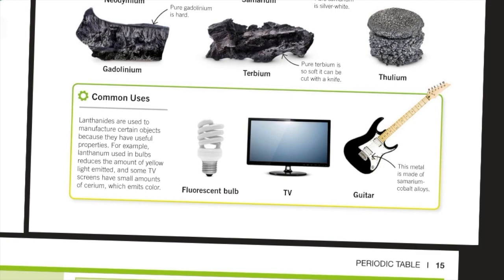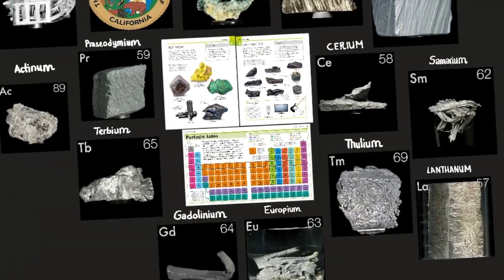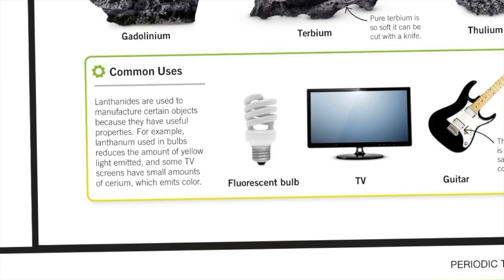Lanthanides are used to manufacture certain objects because they have useful properties. For example, lanthanum used in bulbs reduces the amount of yellow light emitted, and some TV screens have small amounts of cerium, which emits color. So again, cerium is element number 58. So TVs use element number 58 in small amounts because it emits color, which is useful for the TV.